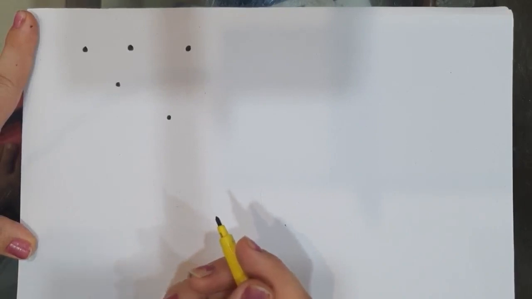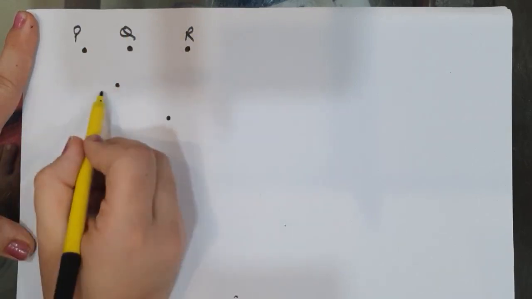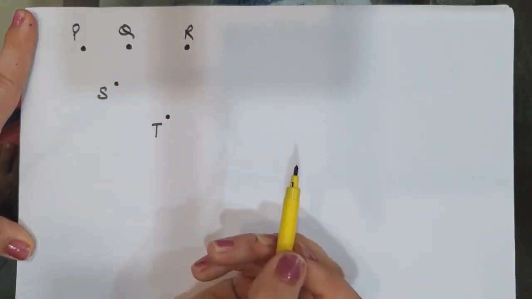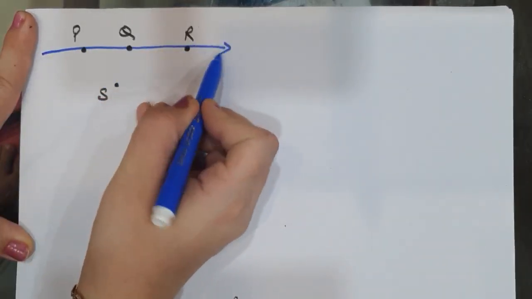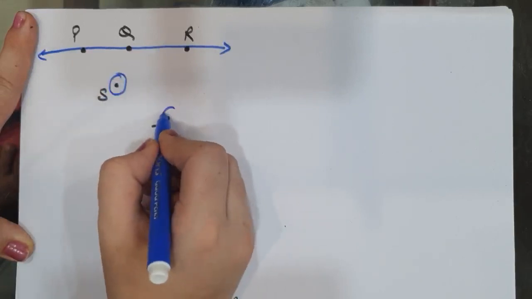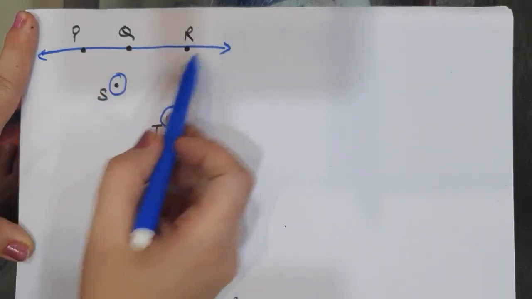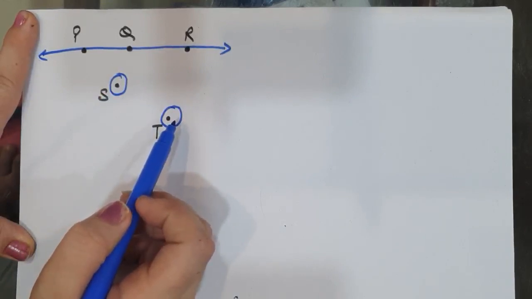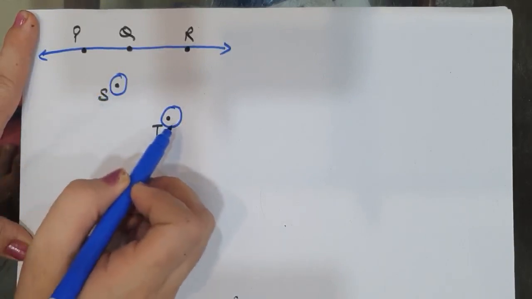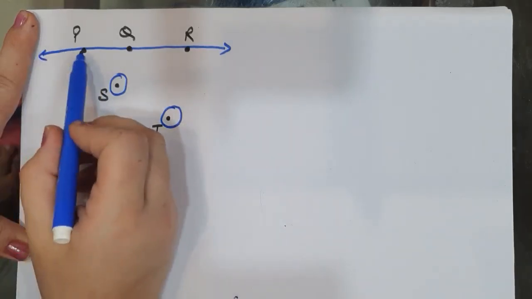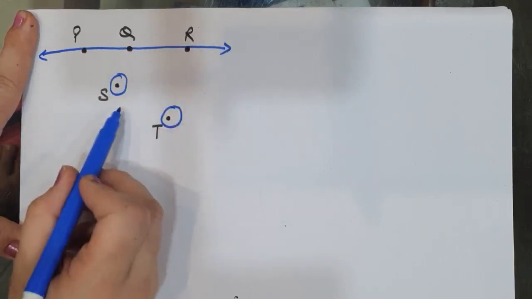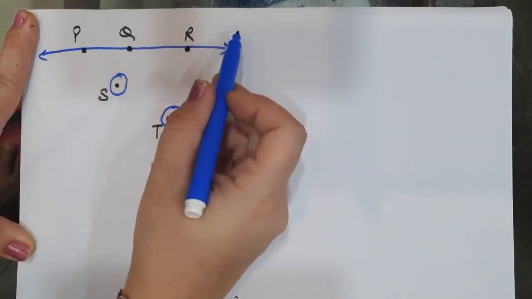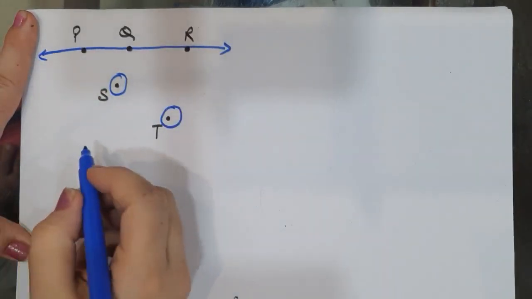Now, let us consider one more case. For example, I have few points like P, Q, R, S, and T. If in case I try to draw a line, I can draw a line through these 3 points. These 2 points will be left out. No line is passing through these 2 points. So, we can say points S, T are non-collinear. But points P, Q, R are collinear because these 3 points are on one single line, but S and T are not lying on this line. So this is known as non-collinear points.